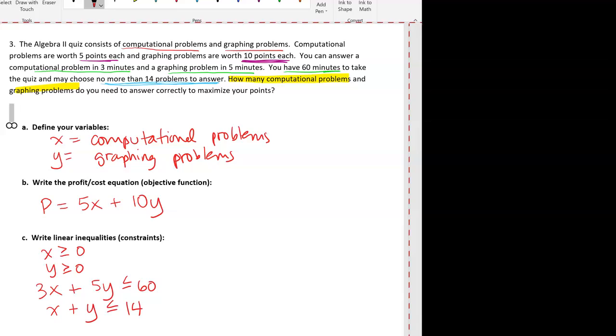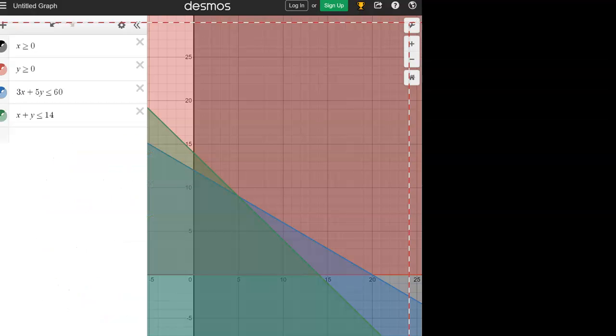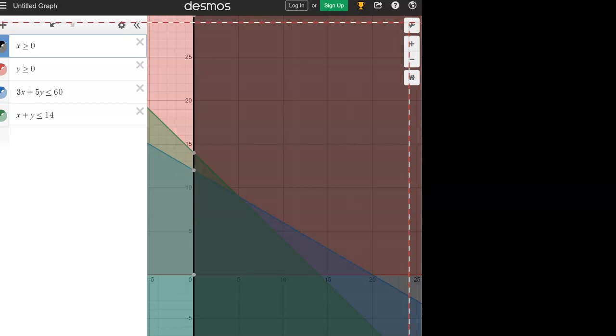So I have on your notes a graph, but we're going to use Desmos. So I'm going to switch over to Desmos. I already have this graphed out. So remember, what we're looking for is this double shaded area. So when you look at that double shaded area, you want the corners. So there are 4 corner points here.